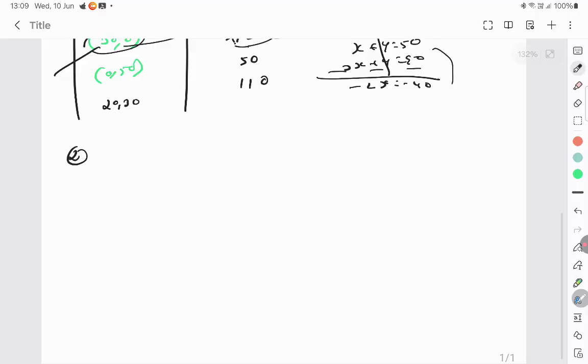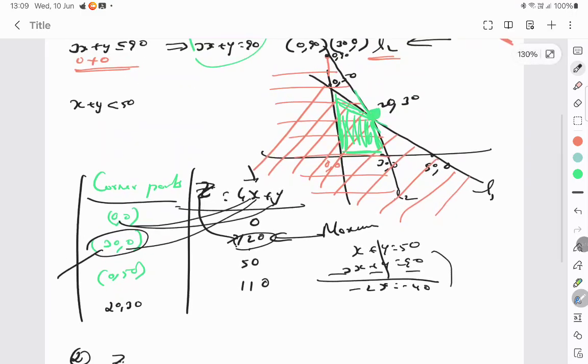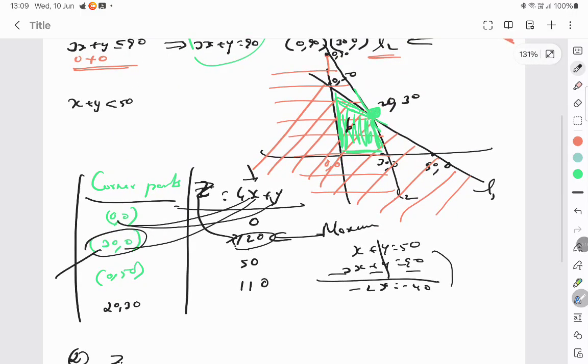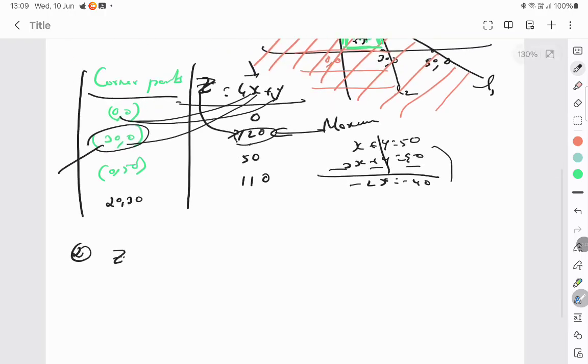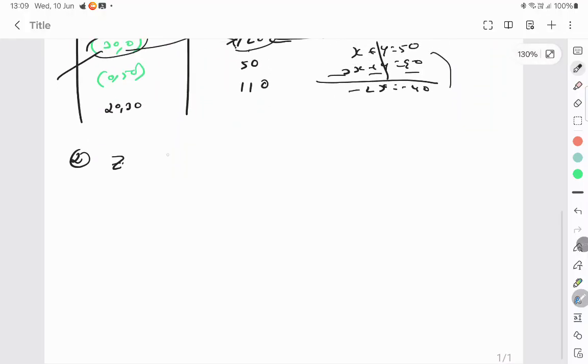The second example, they've given an objective function. See, such a region is called a bounded region, a bounded feasible region. The name for it is feasible region, bounded feasible region. Okay, let's go to the next sum, where the objective function is z is equal to 200x plus 500y.